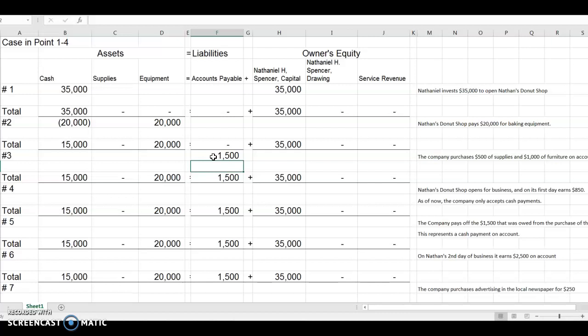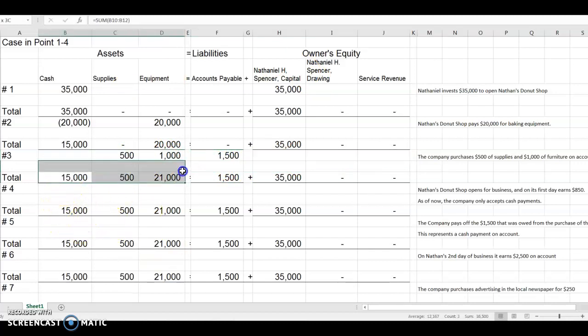So our accounts payable increases by $1,500. I now owe someone $1,500 or two someones. And my supplies account will increase by $500. And my equipment will increase by $1,000. And after every transaction, just go back and make sure that transaction balances. Our total assets equal $1,500. Our total liabilities and owner's equity equal $1,500 in that transaction.